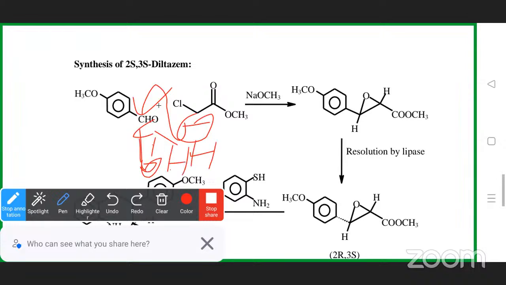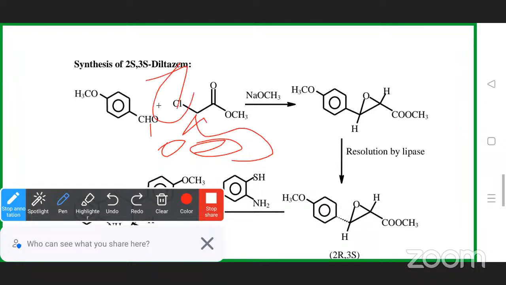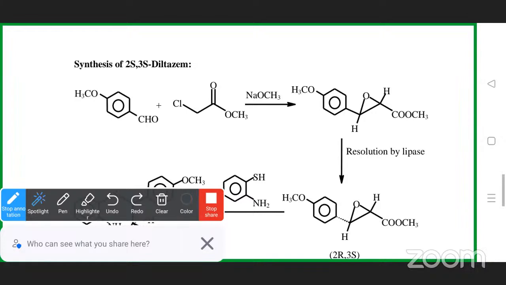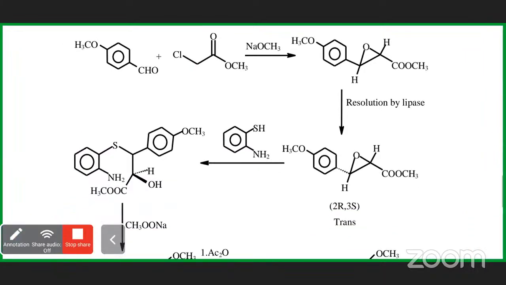And for this OH, you take one more base, methoxide ion again, and it abstracts the proton here, and you get this O minus, the oxide ion. This oxide ion, by NGP, removes the chlorine, and we are getting the epoxide. So those are the steps which are skipped here. Then here, resolution by lipase.